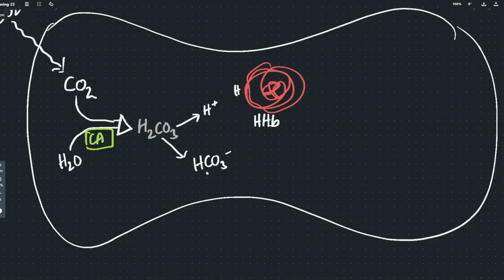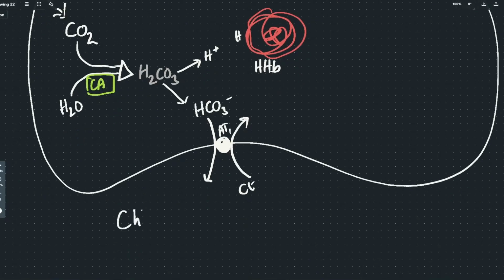This will go out of the cell through a special transporter, and this transporter, I forgot the name of it. Yeah, I think it's called AE1, anion exchanger 1, if I'm not wrong. You can check this up. So as the bicarbonate is funneled out of the cell, to maintain electrical neutrality the chloride must come in, right? So this is called chloride shift.